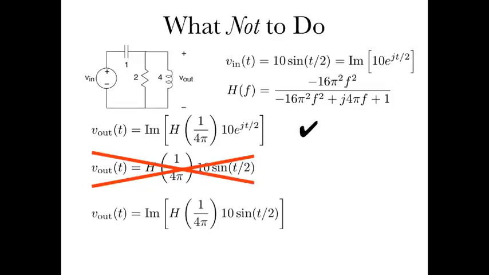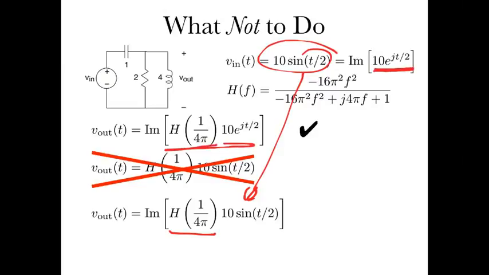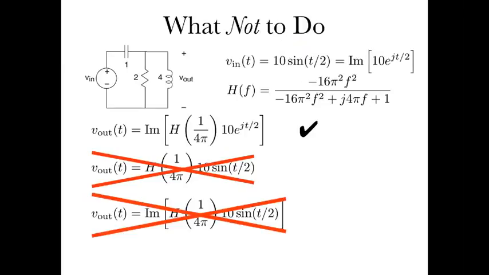Another thing that isn't very good is to mix the two things together. So you just stick in the source, multiply by the transfer function at the right frequency, and take the imaginary part. Well, that's not what you have to do. There's this intermediate step. Remember, pretending the source is a complex exponential. That's the right formula. This is wrong.